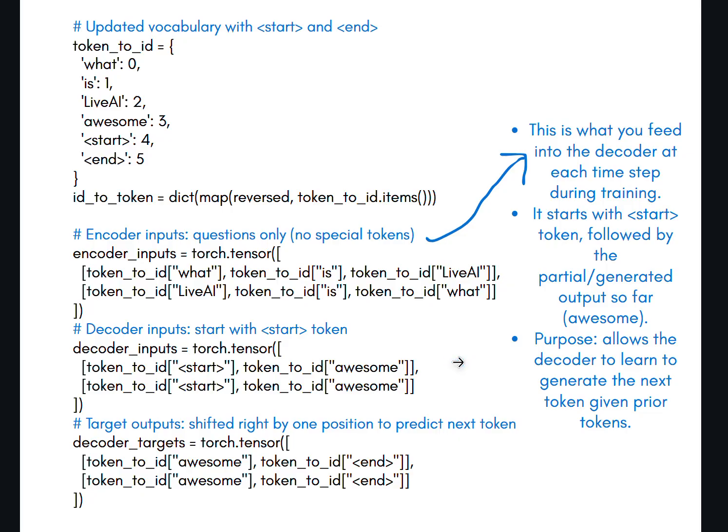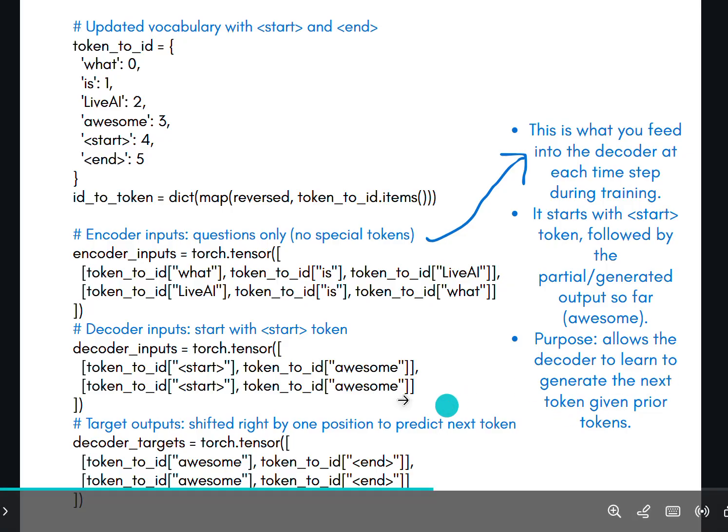Okay. So this is what you feed into a decoder at each time step during training. It starts with a start token followed by the partial or generated output so far. The purpose is to allow the decoder to learn to generate the next token given the prior tokens. So if I have a start and an awesome, it has to predict awesome and end.